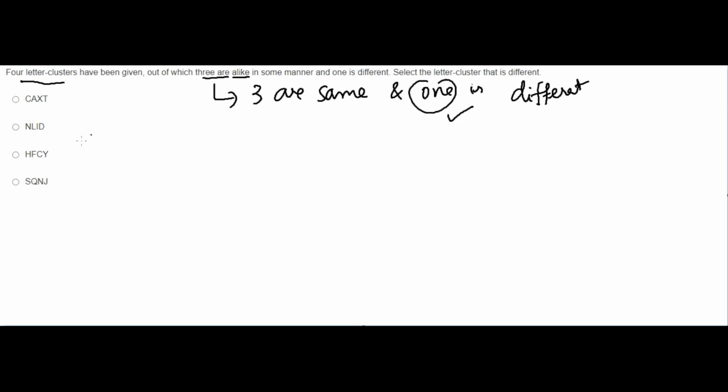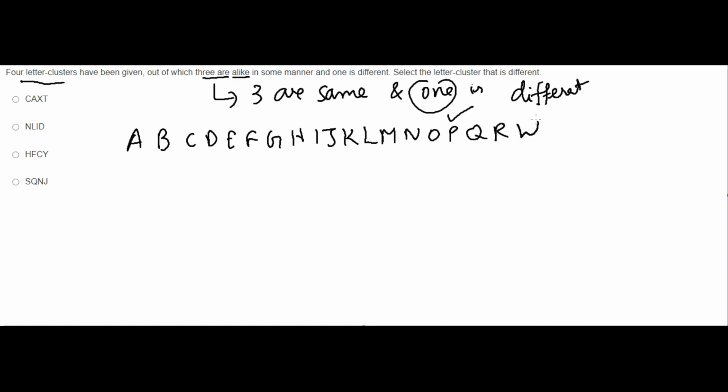First of all, they are given a group of characters, right? So let me write the characters one by one. A, B, C, D, E, F and G, H, I, J, K, L, M, N, O, P, Q, R, S, T, U, V, W, X, Y, Z. 26 characters are given, right?